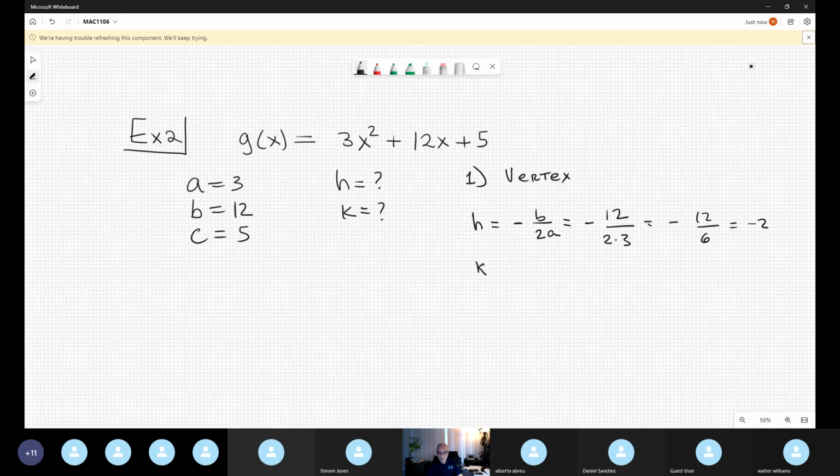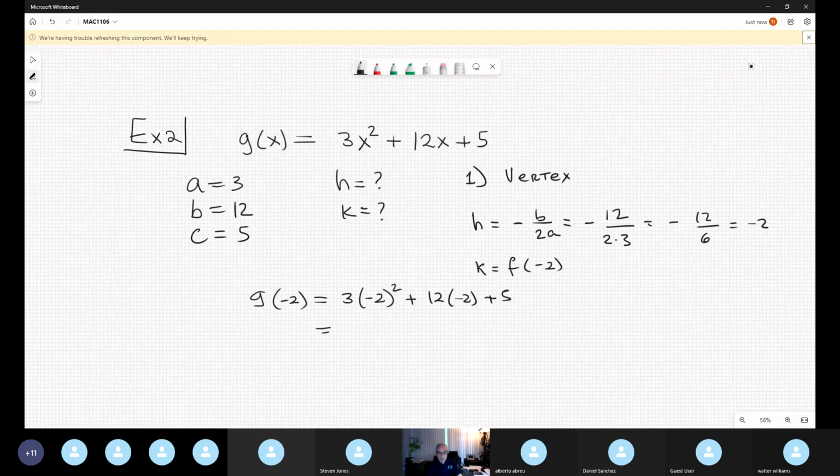To find k, we have no formula. The professor says it's complicated, okay? But it's easy because you plug minus 2, that is h, into the function. Remember, h and k belong to the same point. Therefore, this is the first component, x, associated with the vertex. To find the second component, you evaluate in the function g. Then you evaluate g of minus 2, which is 3 times minus 2 squared plus 12 times minus 2 plus 5.